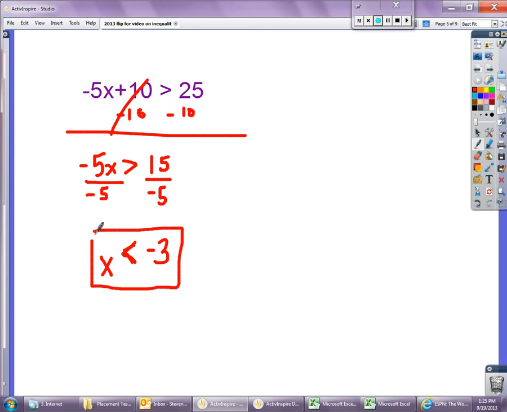So the answer is x is a number that's less than negative 3, and I'll show that on my number line by drawing in a negative 3. I'm going to put a 0. You don't necessarily have to do that. x cannot be negative 3 because it has to be less than negative 3, so I will only shade in to the left, including the arrow of the negative sign.